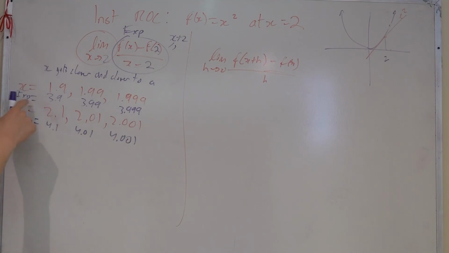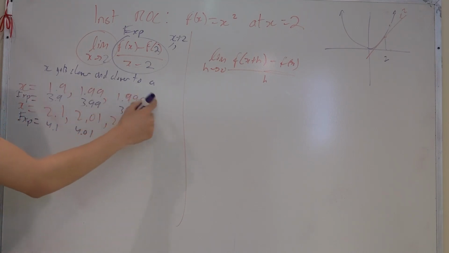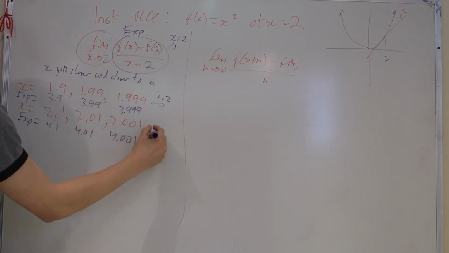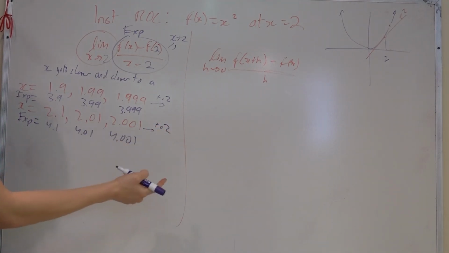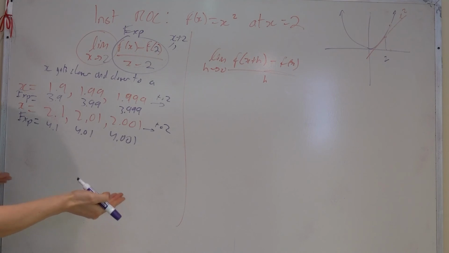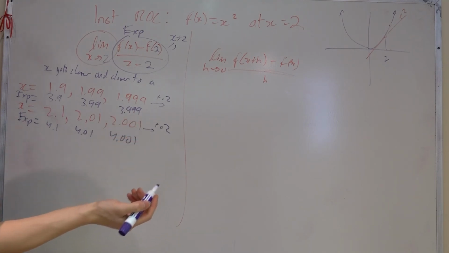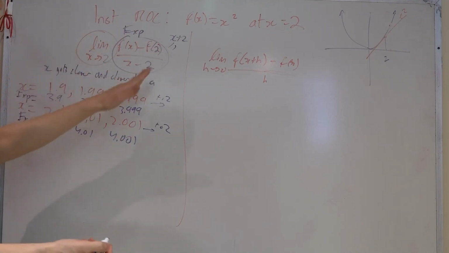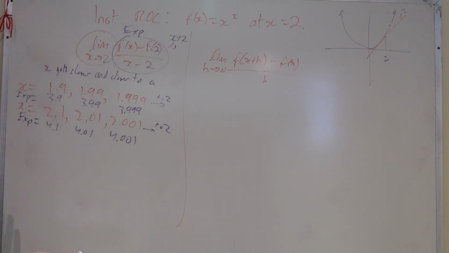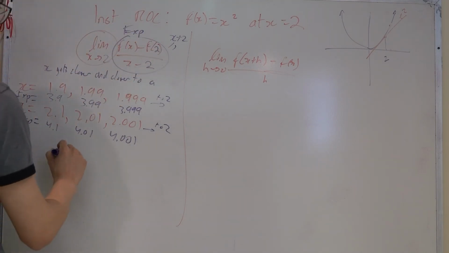Okay? As these numbers here get closer and closer to 2, what does it look like these numbers are getting closer and closer to? You just have to look at it and you'd say, they're getting closer and closer to 4. So our guess is that this limit, this whole thing here, is equal to 4. The limit is equal to 4. So 4 is our answer, right?